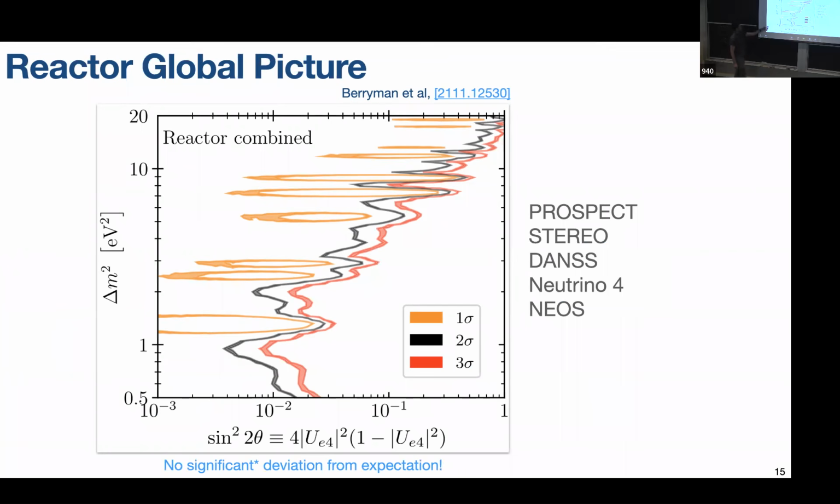So this is a paper from late 2021. They see some hints at 1 sigma, these kind of harmonic islands going up in L over E or mass squared splitting space. But again, at 2 sigma, this combination of these 5 different experiments does not see any hints at high confidence.